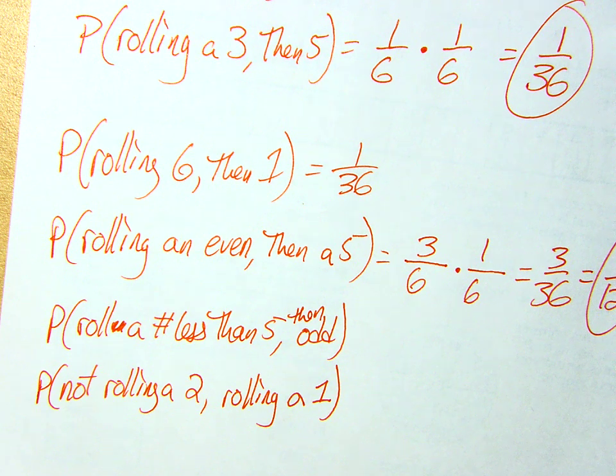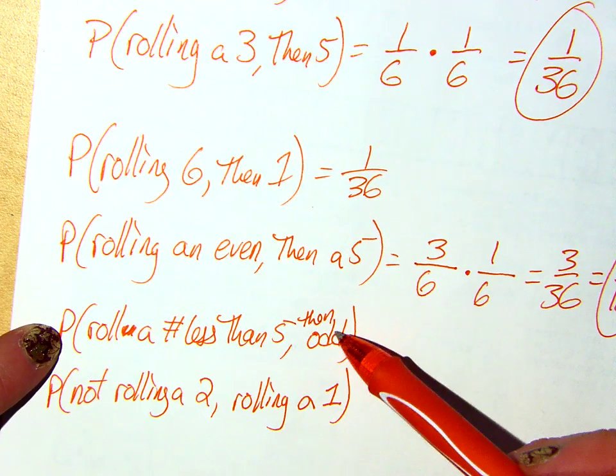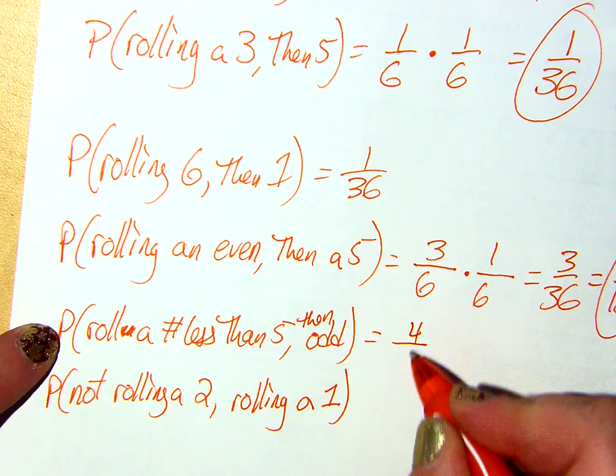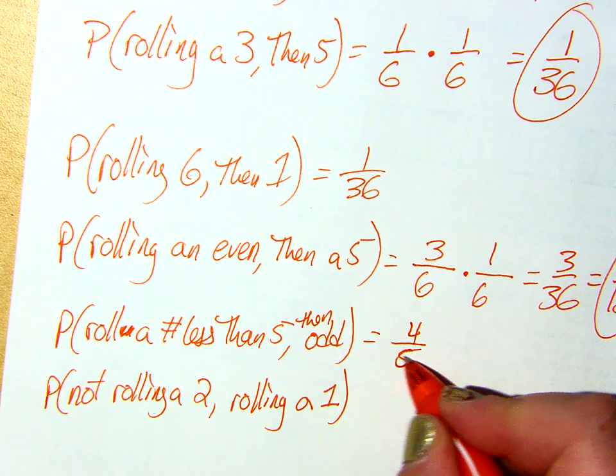You have an answer? For this one right here, rolling a number less than 5. So what's the probability of rolling a number less than 5? 4 out of 6, right? Less than 5, so 1, 2, 3, and 4. 4 out of 6.